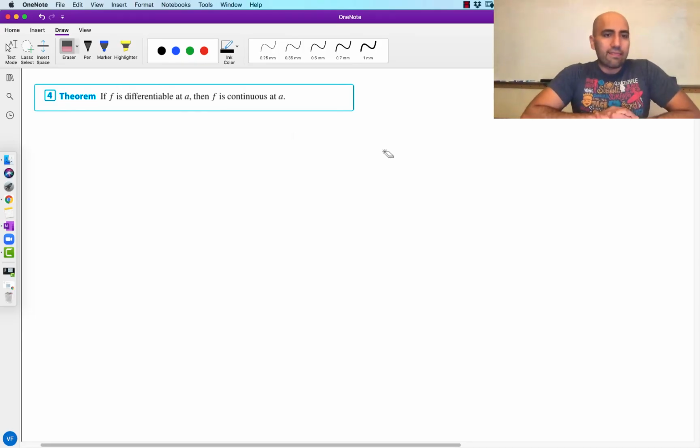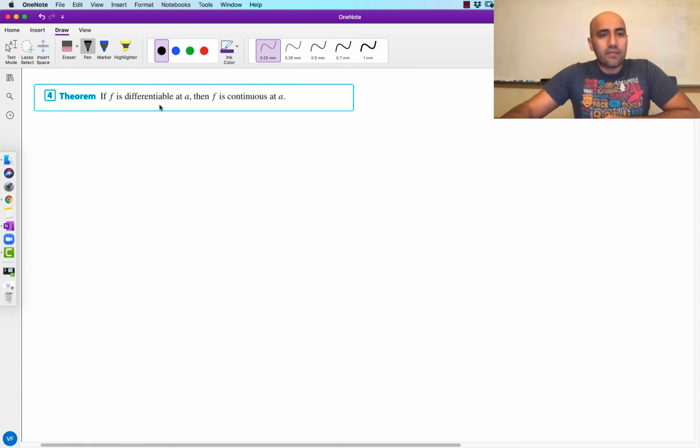All right, let's take a look at theorem 4. If f is differentiable at a, then f is continuous at a. This is a very popular theorem in calculus. We're going to spend a little time with it. So these are if-then statements: if this is true, then this is true. The reverse is not necessarily true, so keep that in mind. We'll revisit that again after I finish proving this, but let's talk about the proof.